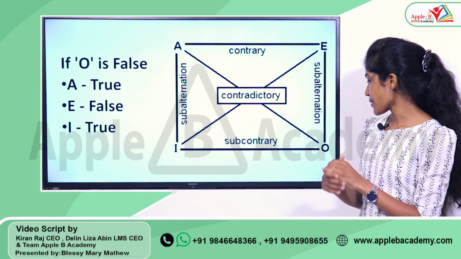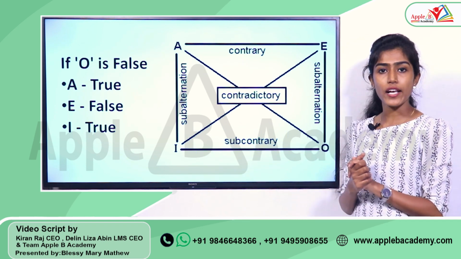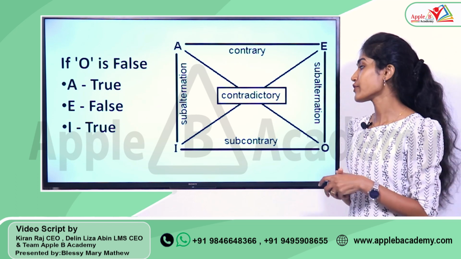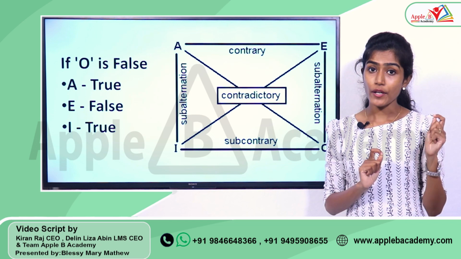The next relationship is O and I. O and I are subcontraries. What is the nature of the relationship between these two? They can be true together, but they cannot be false together.